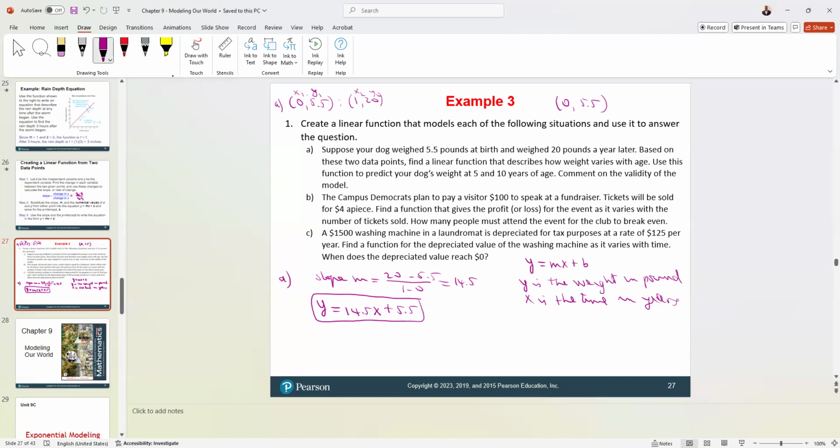I try to do one example with you here, and then once you use that, you can do another one. But the questions they ask us to find after we write down the equation, y equals 14.5x plus 5.5, when the dog is 5 years old, now at x equals 5, y would be 14.5 times 5 plus 5.5. So y would be, at 5 years old, if you substitute, definitely 78 pounds.